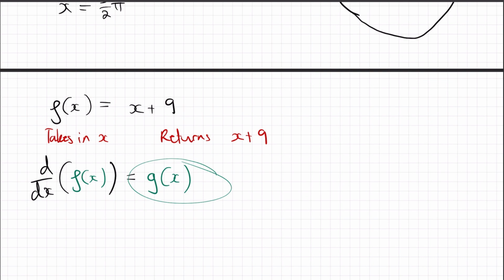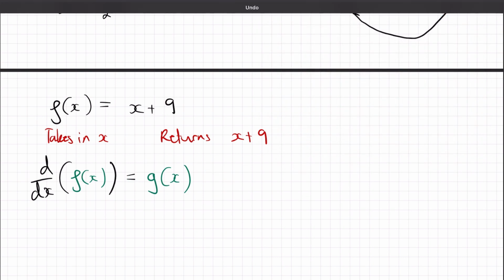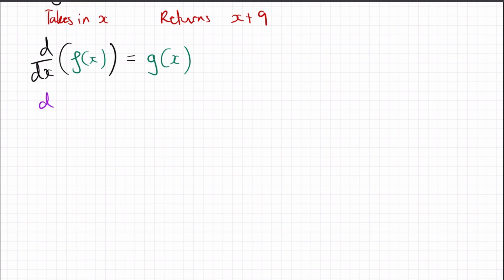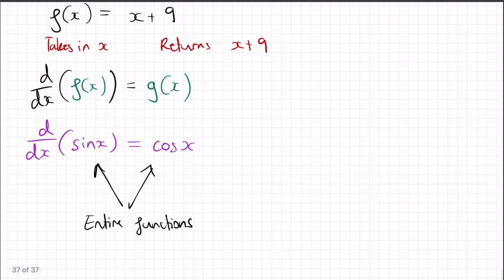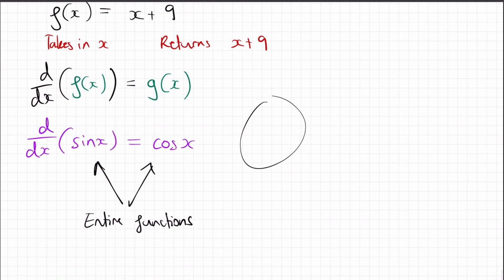You can see examples of this. If we take dy by dx of sine x, that returns cosine x. So we are taking in entire functions like so. These kinds of functions actually have different names. They're not just regular functions. They're actually called operators.